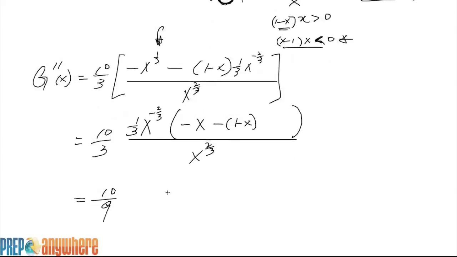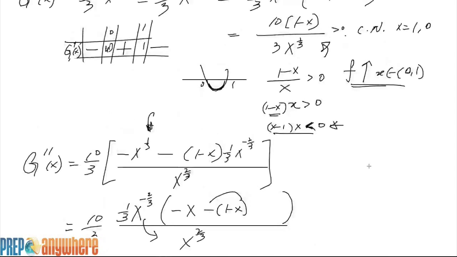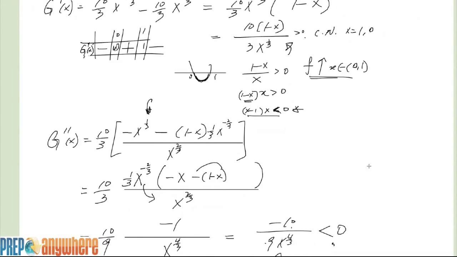This is 10 over 9. This can come under as x to the power of 2 over 3, so we get 4 over 3. And we have a minus x and a plus x. So it's minus 1, right? Alright, so we get minus 10 over 9 x to the power of 4 over 3. This is going to be always negative. Always negative. Because this is negative, this is always positive, right? This is actually not bad. This is a well-made question, basically.